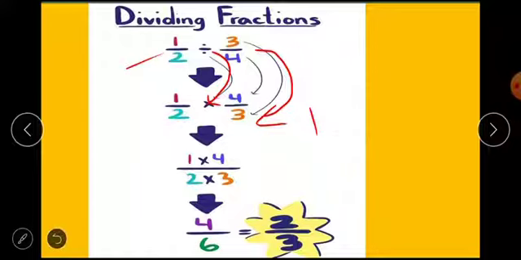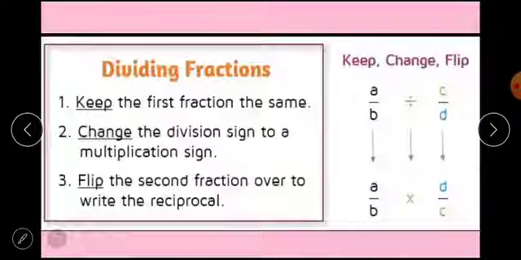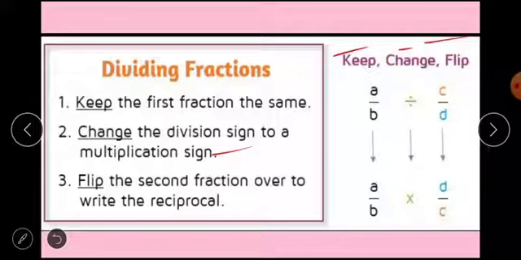So students, how can we divide a fraction number? The rule says keep the first fraction the same, then change the division sign to a multiplication sign, as we already discussed, and flip the second fraction over, the reciprocal. So keep, change and flip. This is the rule for the division of fractions.